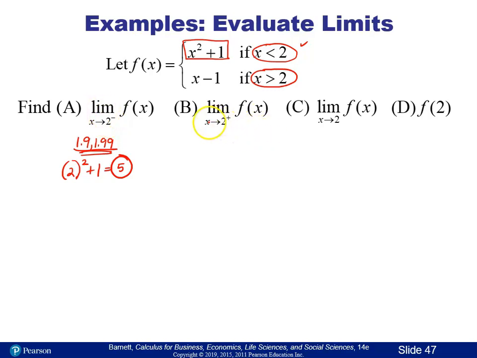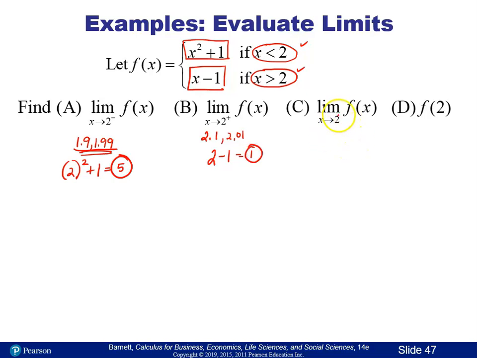If I'm approaching 2 from the positive side, or from the right side, then that's stuff like 2.1, 2.01. So that's going to be using the second piece. If I plug 2 into that piece, I'm going to have 2 minus 1, because I'll use this piece: x minus 1. 2 minus 1 is going to give me 1.